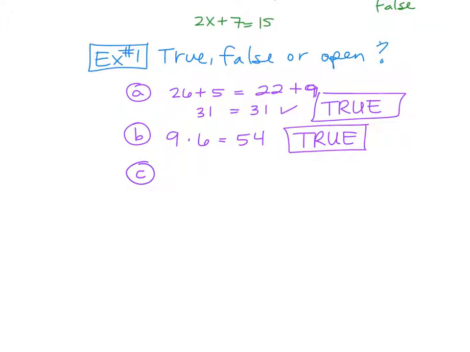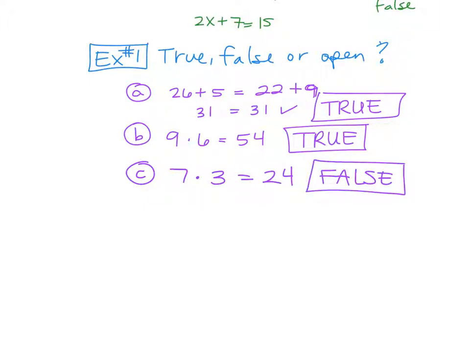All right, what about this one? 7 times 3 equals 24. That is false. 7 times 3 is what? 21. Okay, so that's false. What about this one?